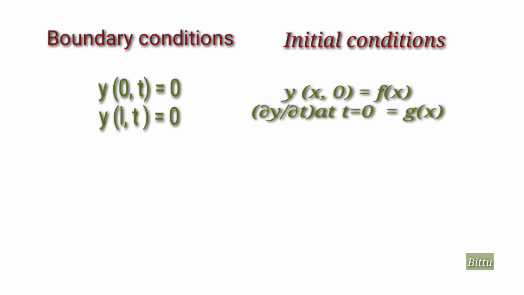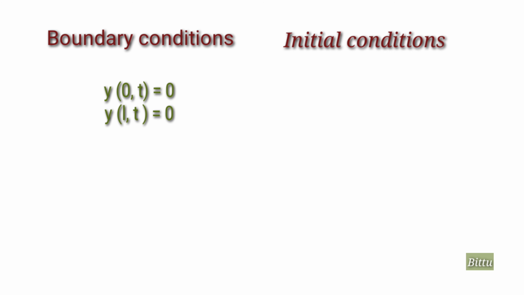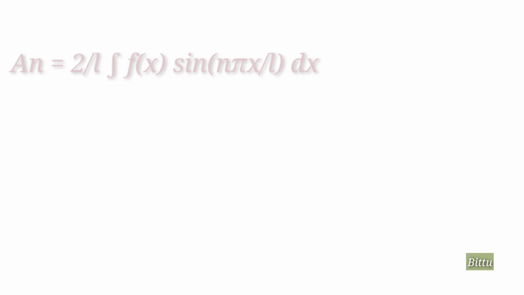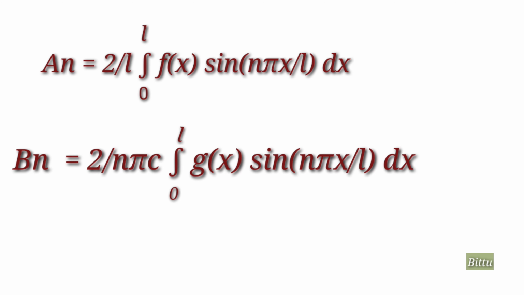By applying its boundary and initial conditions, we got the solution of wave equation as y of x,t is equal to sigma n equals 1 to infinity sin n pi x by l into (a n cos n pi ct by l plus b n sin n pi ct by l). Here we can find a n by using the equation a n is equal to 2 by l integral 0 to l f of x sin n pi x by l dx. Also b n is 2 by n pi c integral 0 to l g of x sin n pi x by l dx.